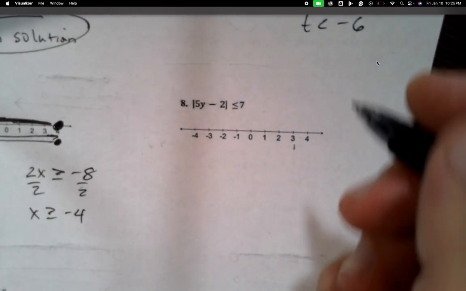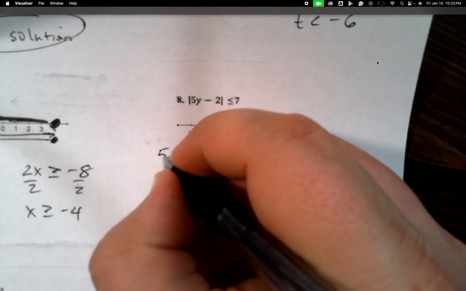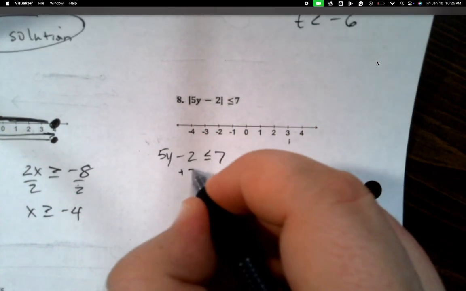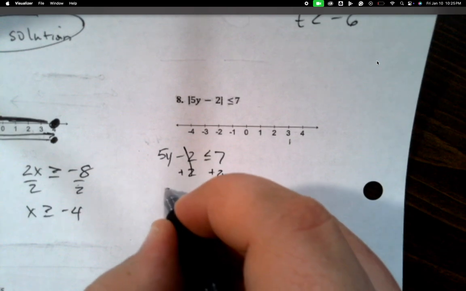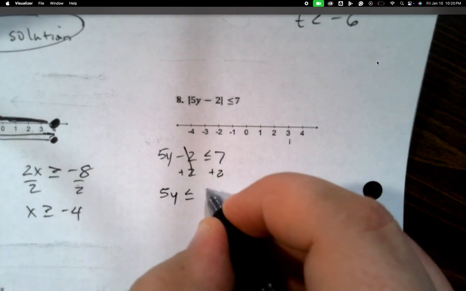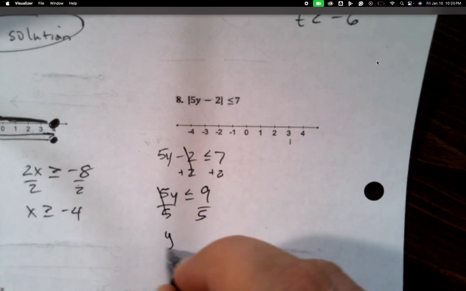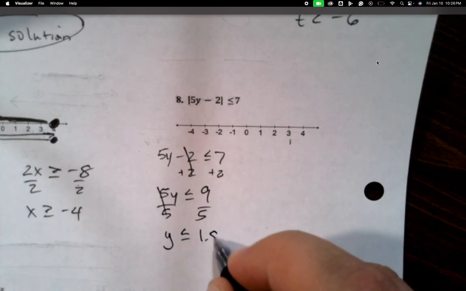Okay, this is also an and question. So we write the first one just as it is, 5y minus 2 less than or equal to 7. We add 2 to both sides. 5y is less than or equal to 9. Divide by 5. And if you type that in your calculator, you get 1.8.